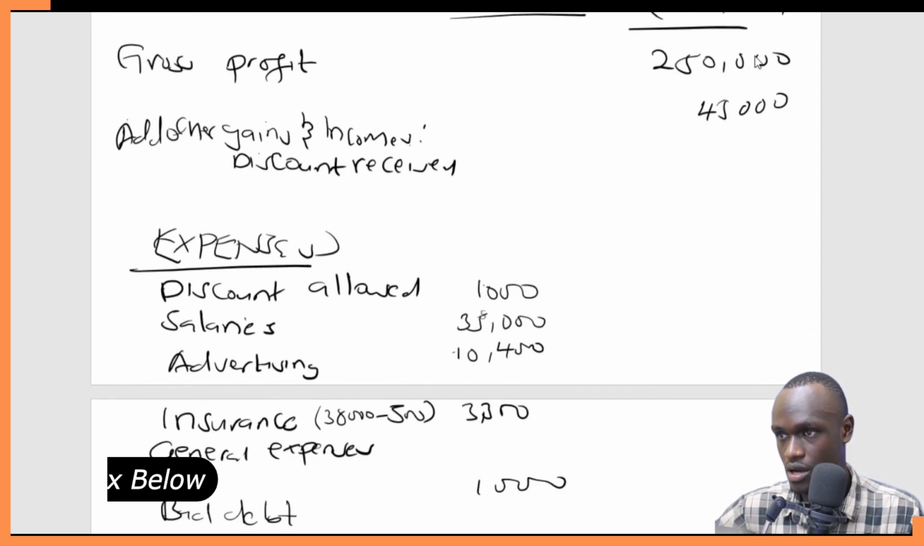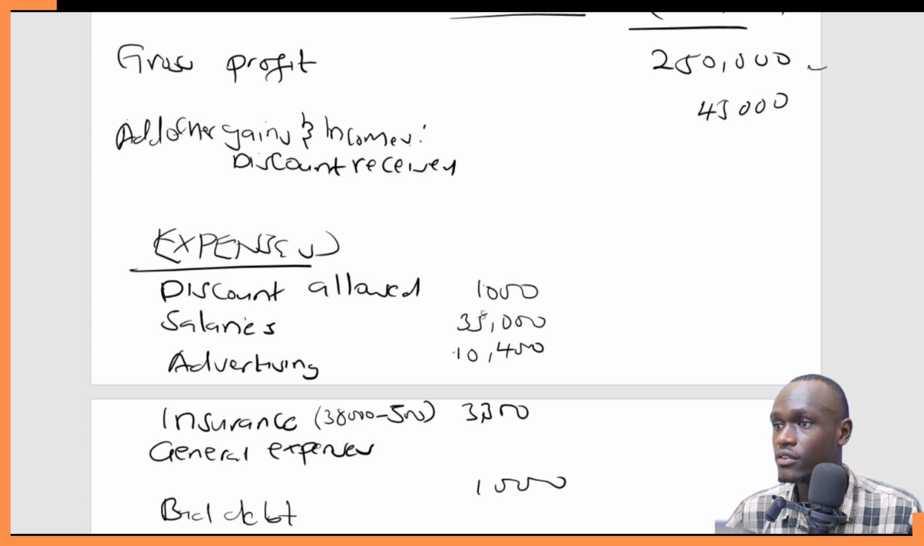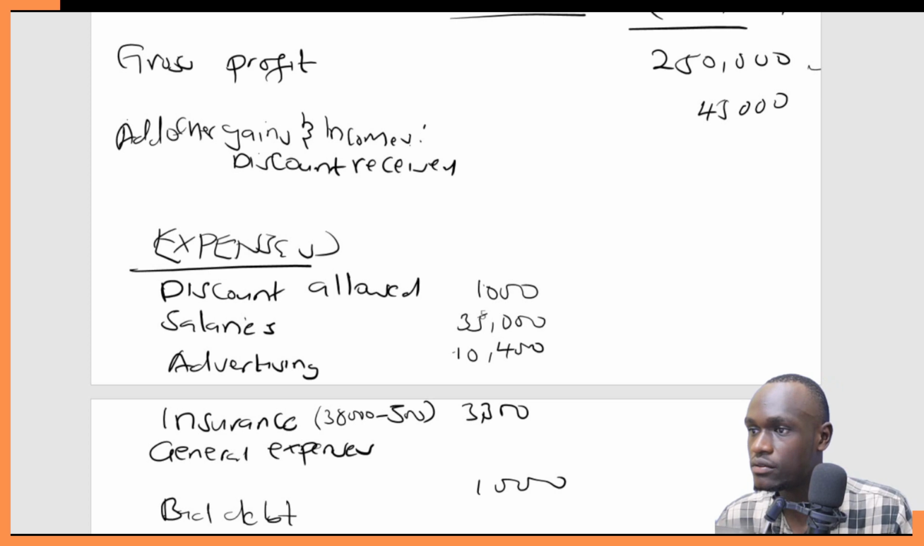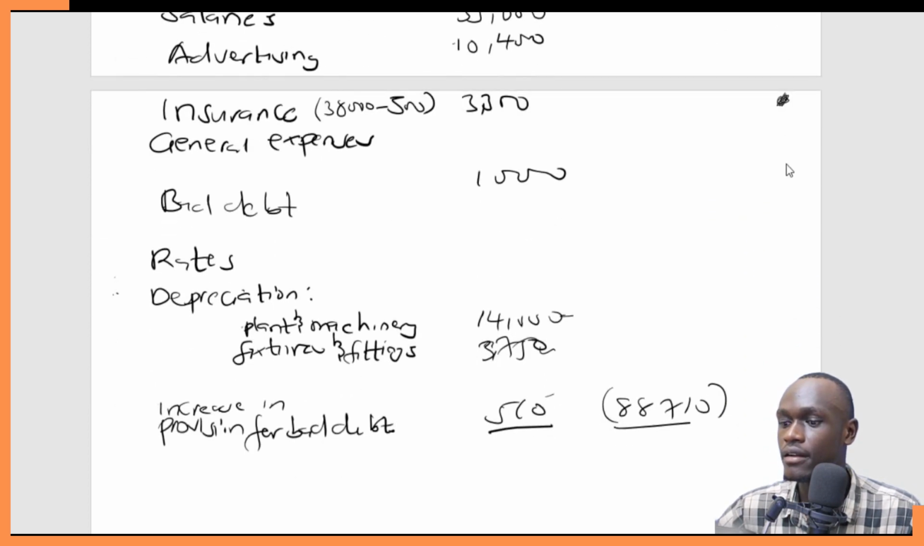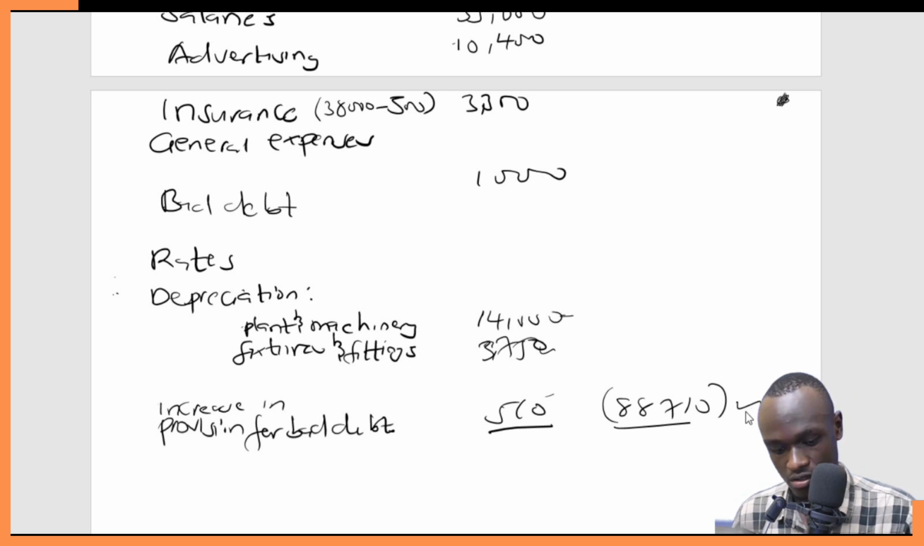So come back here, 250 plus 4,000 plus 4,500. This should be 4,500. We'll get 254,500. 254,500 less the value of the total of expenses, which is 88,710, will arrive at 165,790. This is the net profit for the year.